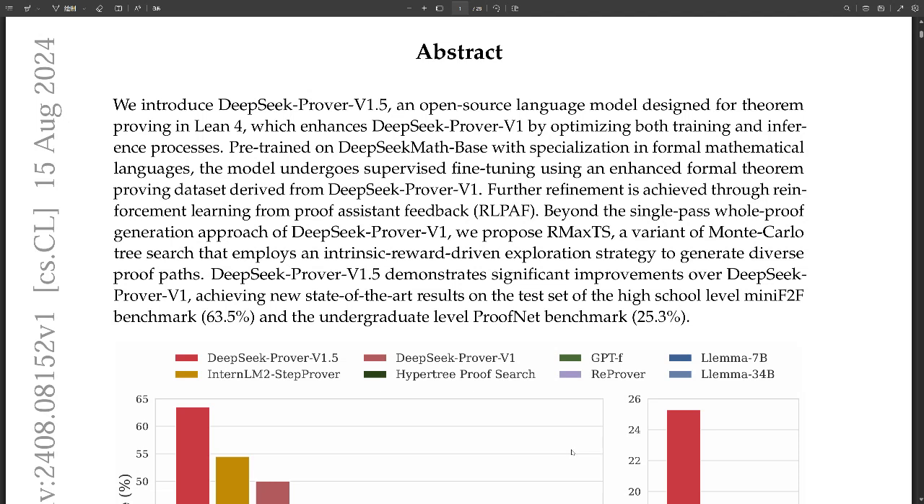Yep, go on. Just slow down. We can explore the Prover 1.5 with the MCTS. So can we get a detailed explanation of the MCTS? Got it. You want more on MCTS and DeepSeek Prover 1.5. And you're curious about RLPAF, is that right?